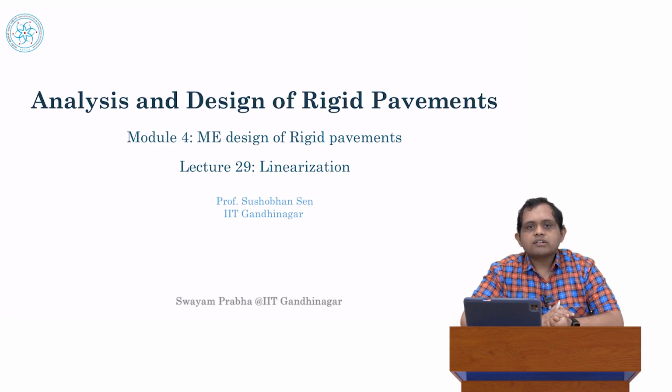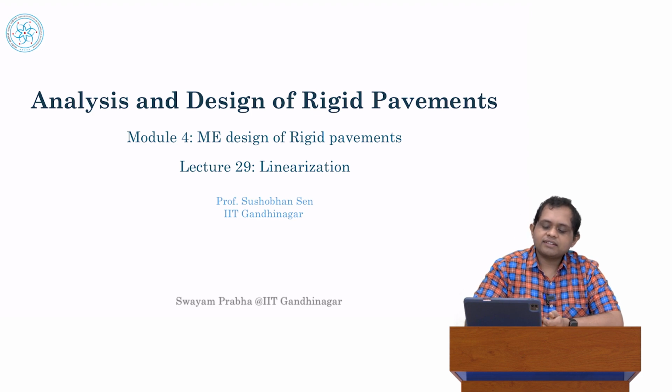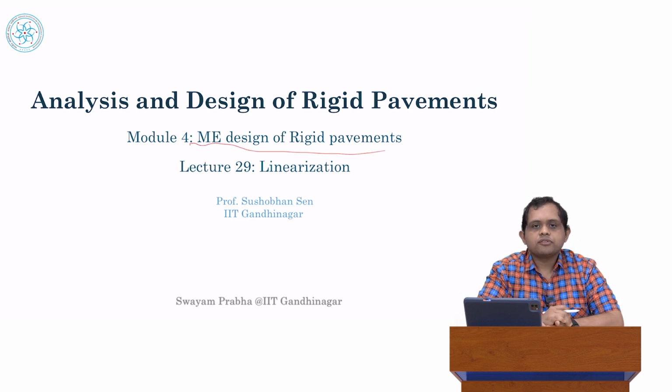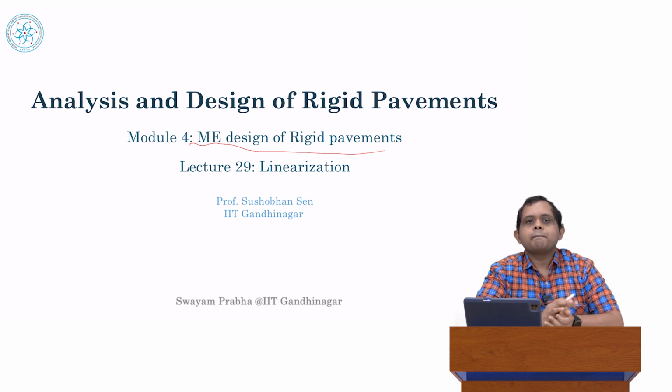We have been, for the past couple of lectures, on module 4. Module 4 has been on the mechanistic empirical design of rigid pavements. I had defined what is mechanistic empirical design. In mechanistic empirical design, we have mechanistic, which means mechanics, and then we have empirical, which means based on experience. What we do in mechanistic empirical design is we model the pavement using our mechanistic models, which is typically a finite element model today. So we model it using a finite element model.